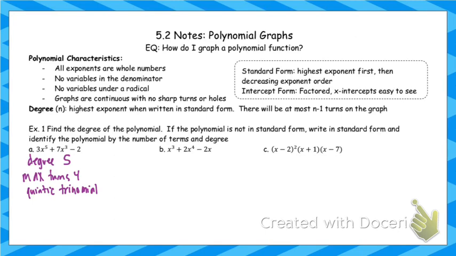All right, let's look at B. B is not in standard form, so I'm going to reorder it. Okay, so now it's in standard form. Degree here, biggest exponent, is 4. That means the max turns this graph could have is 3. Since it's 4th degree, we would call that quartic. And because, again, there were 3 terms, there were 3 things being added or subtracted, that is a trinomial.